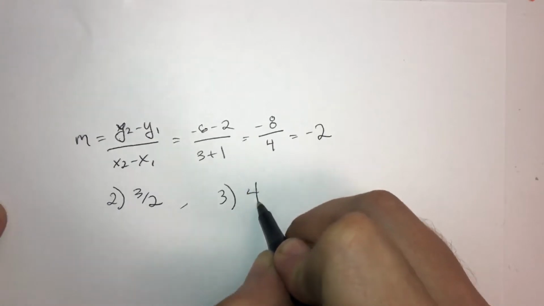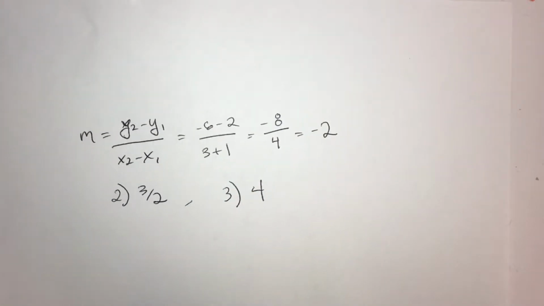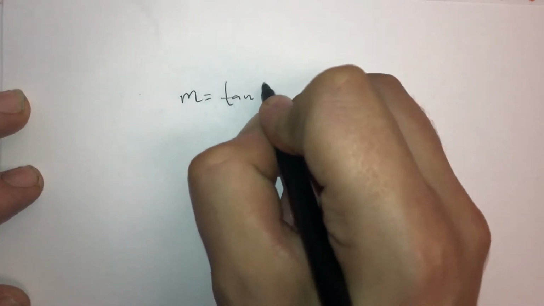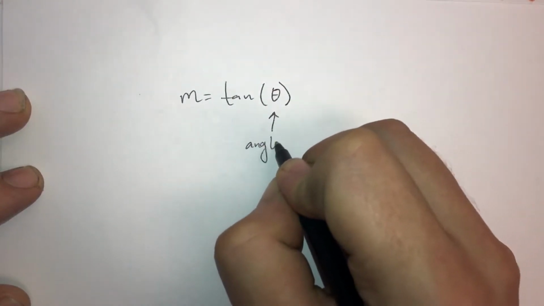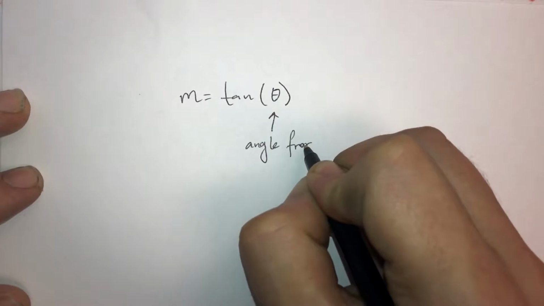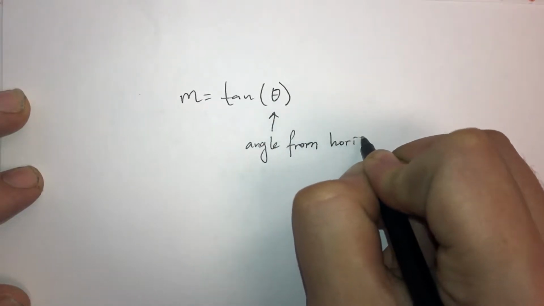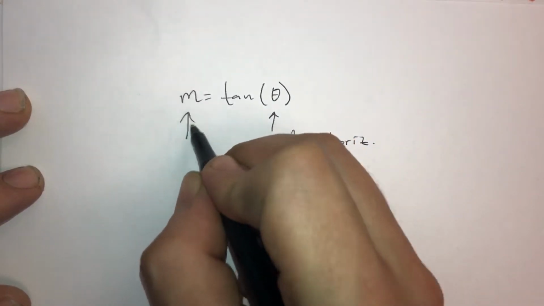It is a +4. All right, and then for numbers 5, 6, 7, 8, 9, and 10, I asked you to find the slope of the line that has the following angle from horizontal. I gave you also the tangent formula, reminded you of the tangent function. So we're going to use m equals tangent theta, where theta is the angle from horizontal, and m is the slope of the line.